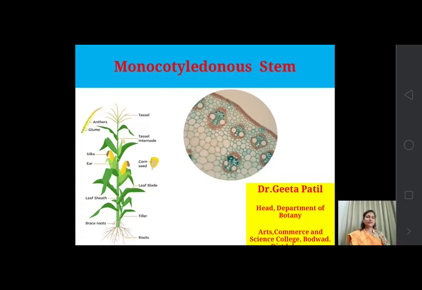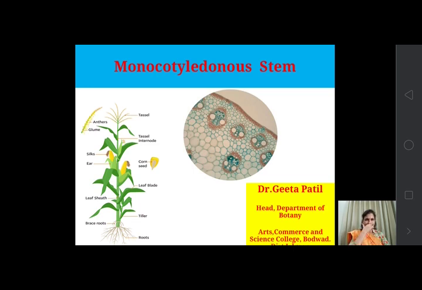Welcome to our next lecture, that is Monocotyledonous stem. That is the primary structure of Monocotyledonous stem. In our previous lecture we discussed the primary structure of Monocotyledonous root. So today we are going to start with the stem.